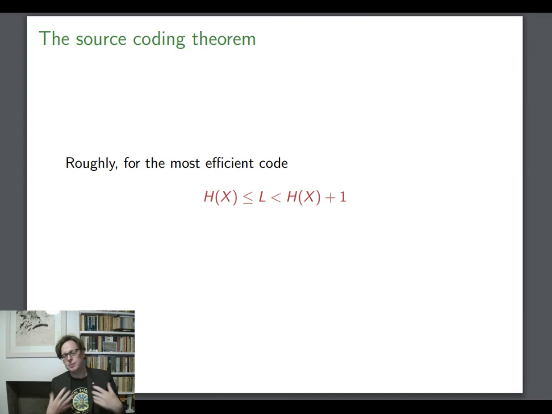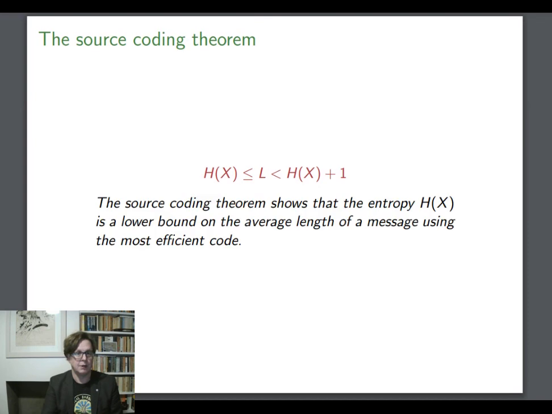When Shannon proved his theorem, he proved that this could be done, but it wasn't known at the time how it was done. That was discovered by someone called Huffman. These particular codes are called Huffman codes. So basically, the source coding theorem shows that the entropy H of X is a lower bound on the average length of the message using the most efficient code.